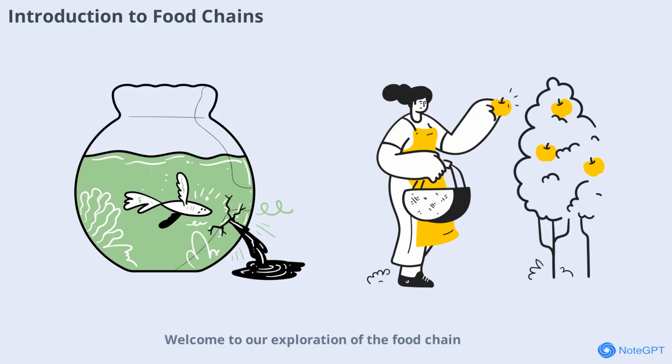Welcome to our exploration of the food chain, one of nature's most fascinating systems. The food chain is a sequence that shows how each living thing gets its food. It's a vital mechanism that connects all living organisms, from the tiniest plants to the largest predators. In this video, we'll break down the steps of the food chain, explain how energy flows, and reveal why every link is important. By the end, you'll see how this invisible web supports life on Earth and keeps ecosystems balanced. Let's begin our journey into the world of food chains and discover the secrets behind nature's connections.